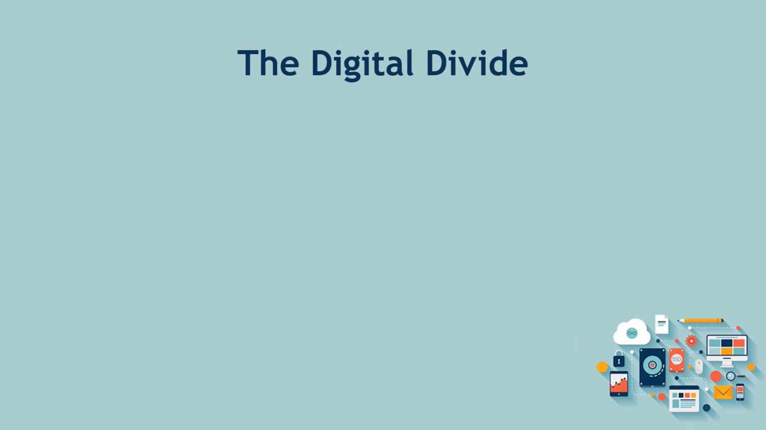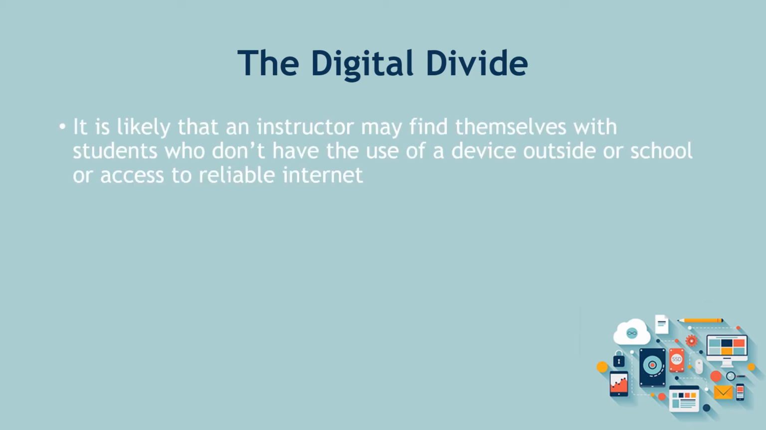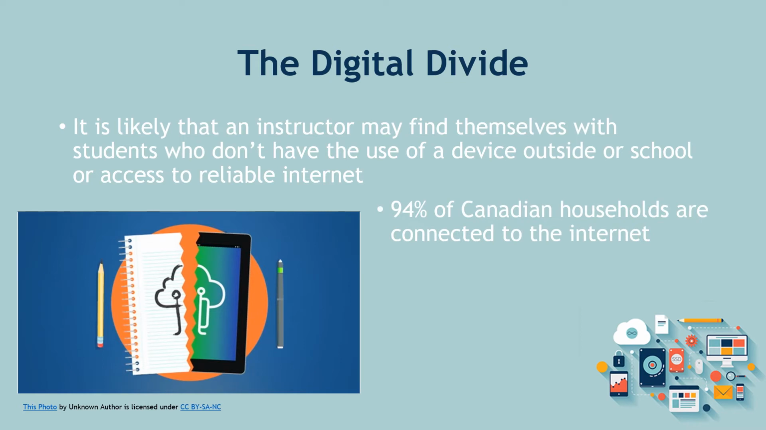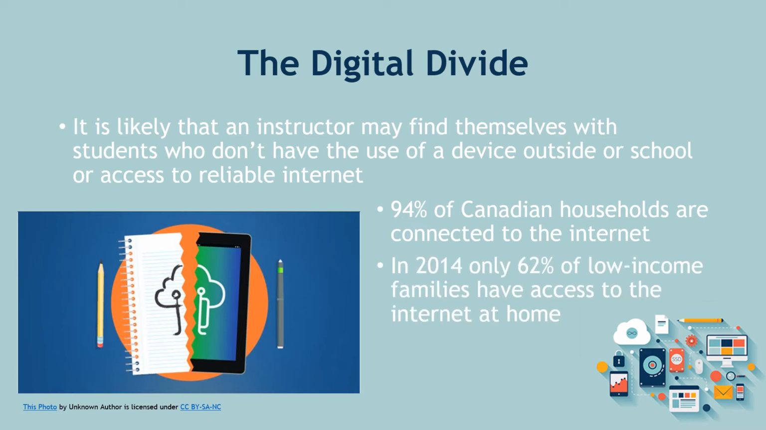While there are many benefits to a flipped classroom, it has its challenges as well. A flipped classroom requires that students have access to technology at home. This is not often the case. A study by Statistics Canada showed that only 94% of Canadian households were connected to the internet. This problem worsens in low-income areas. In 2014, only 62% of low-income families had access to the internet at home.